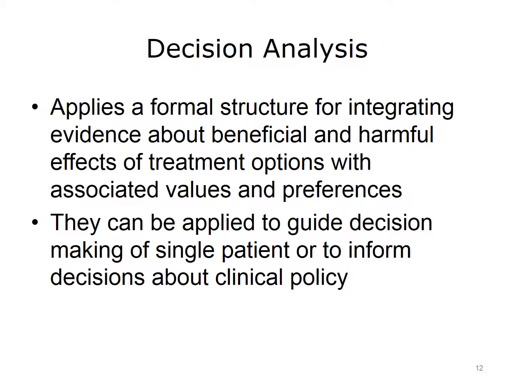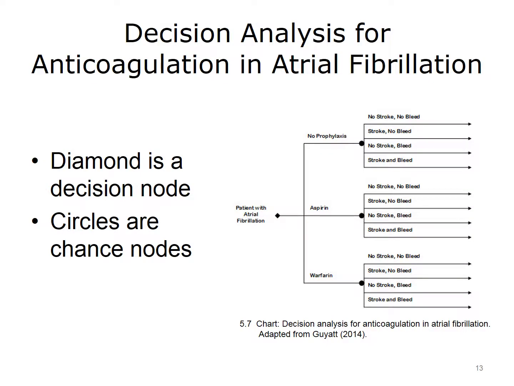Decision analysis can be applied to the care of a single patient, but more commonly in recent years, decision analysis has been used to inform decisions about policy. Here is an example of a simple decision analysis that revolves around the decision to use anticoagulation in a patient with atrial fibrillation. Atrial fibrillation is where the upper chamber of the heart fibrillates and blood can accumulate because it's not properly pumped out of the atrium.